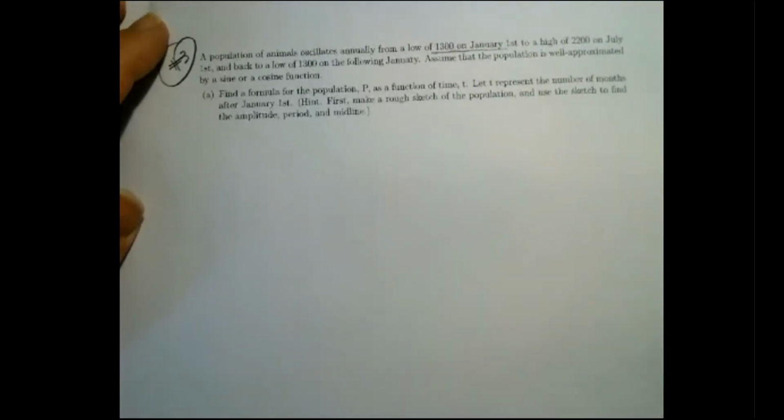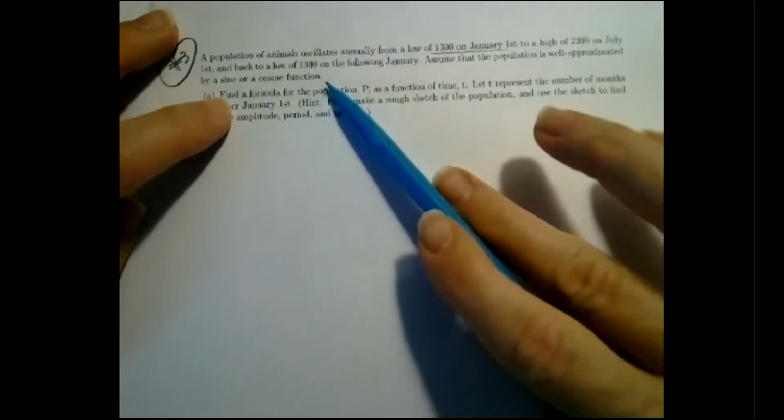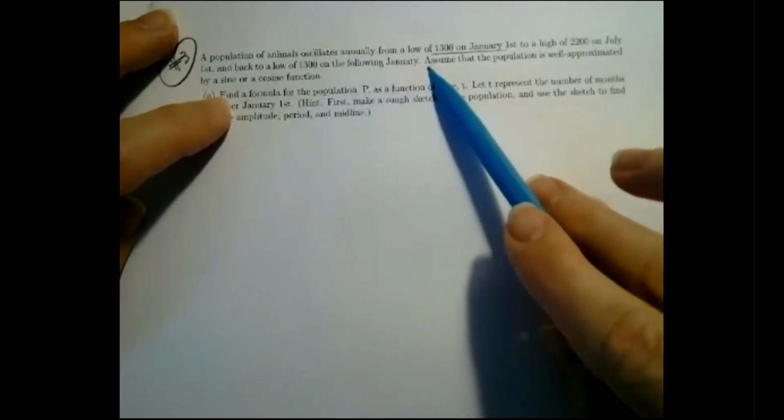So we have a population of animals, and it oscillates annually from a low of 1,300, so that's the low in January 1st, to a high of 2,200 on July 1st. And then back to 1,300 on the following January. So that's a population that, depending on the season, keeps going up and down. It's very low in January when it is cold, so its highest is in July.